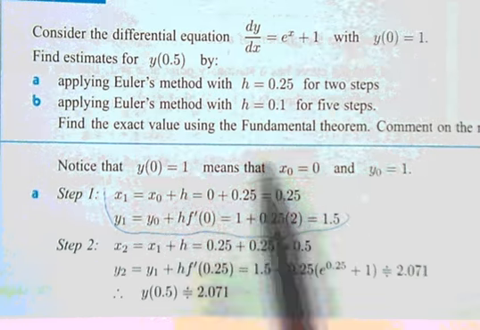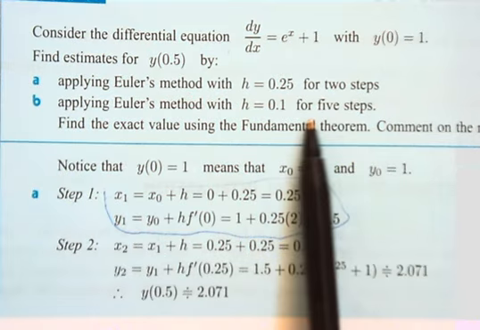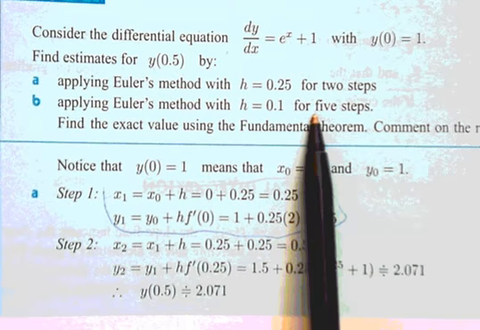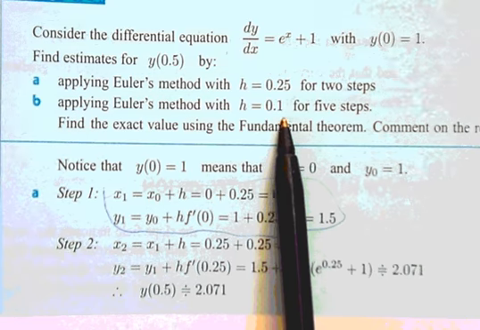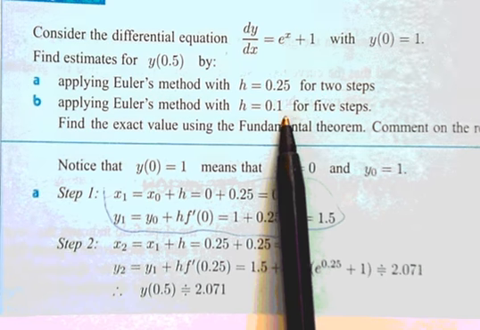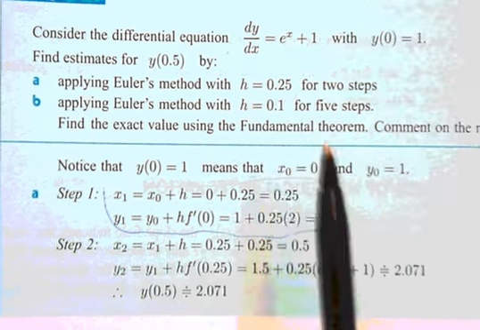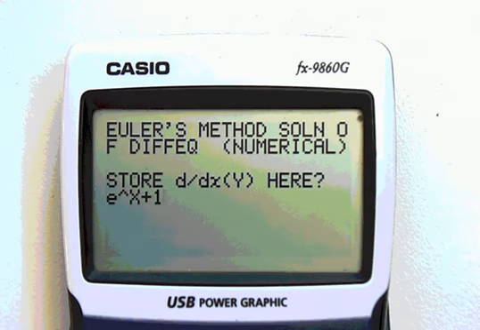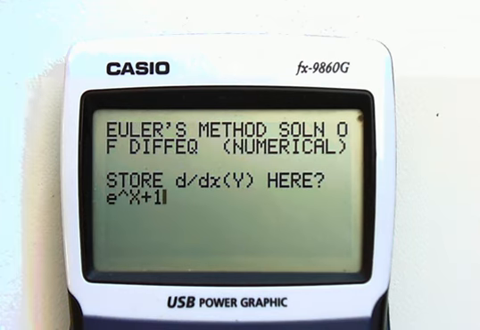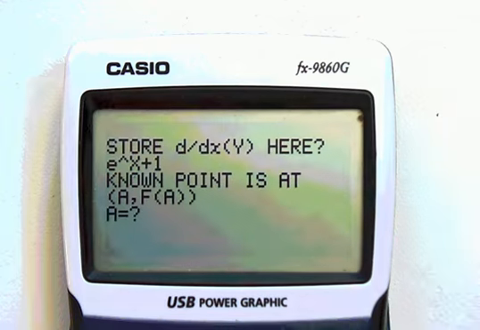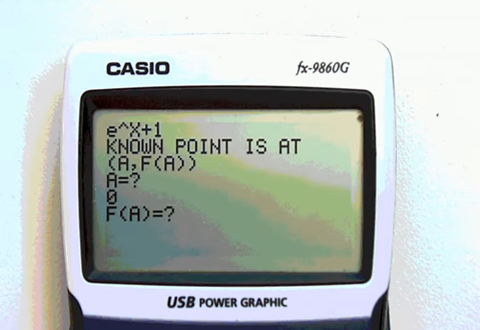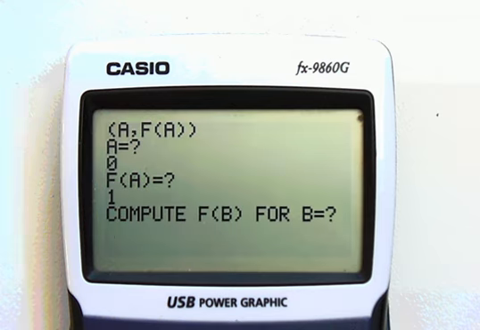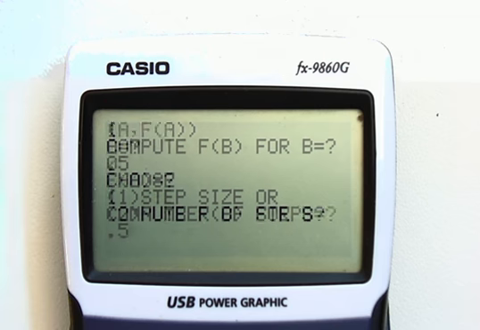Now I'll complete the calculation using 5 steps. So we'll reduce h to 0.1 and compare our solution to that in the textbook once again. So back onto the calculator, I'm into the program, I've entered the differential equation, and the starting point remains 0, 1. And once again we're working out the y-coordinate when x equals 0.5.